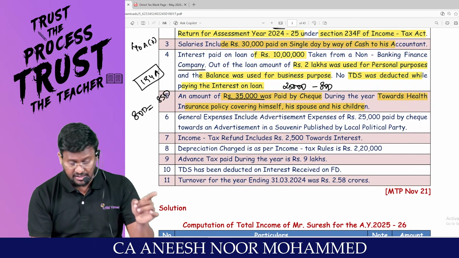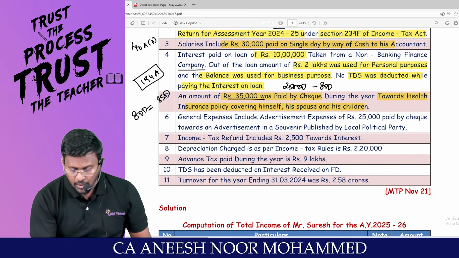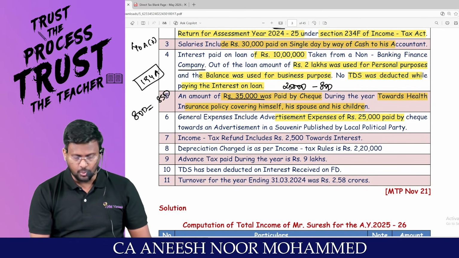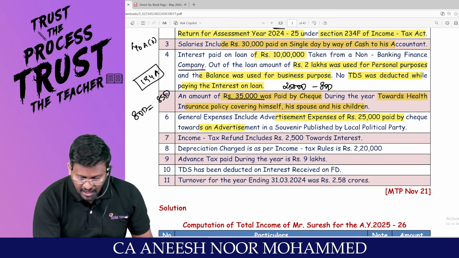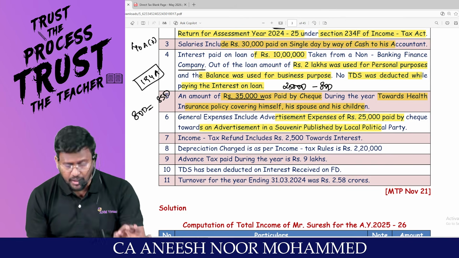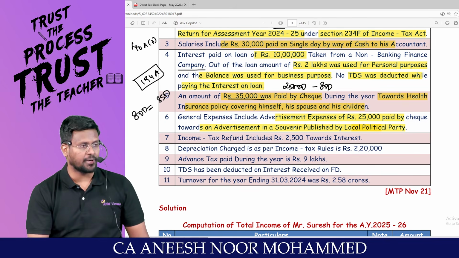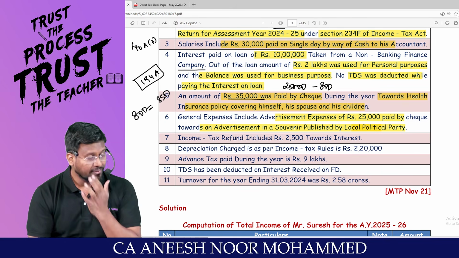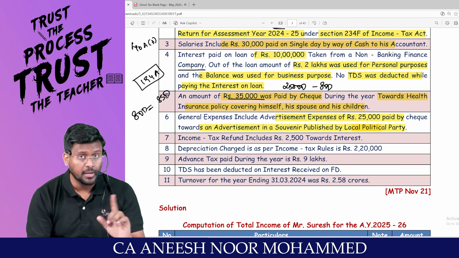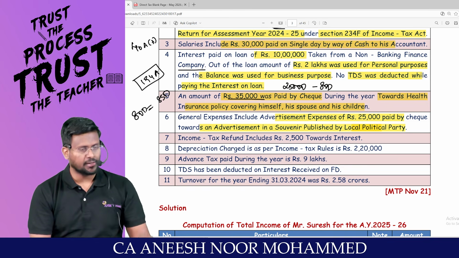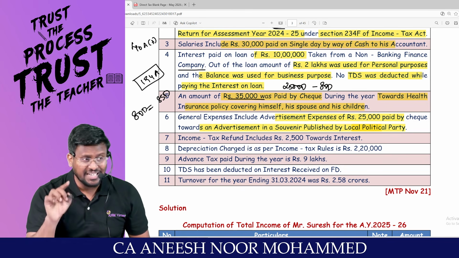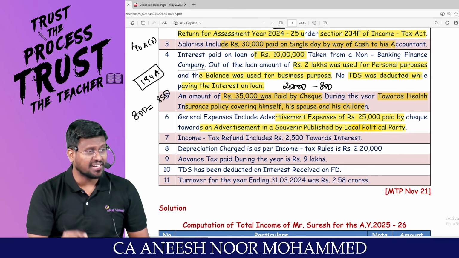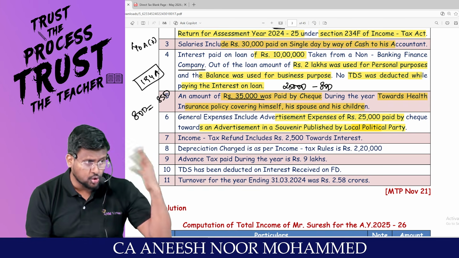That 3,65,000 includes an advertisement expense of 25,000 paid by cheque towards an advertisement in a souvenir published by a local political party. My dear lovable students, that is not a business expenditure. That should not be debited to the profit and loss account. It should be added back, and it cannot be claimed as a deduction under section 37 subsection 2B.